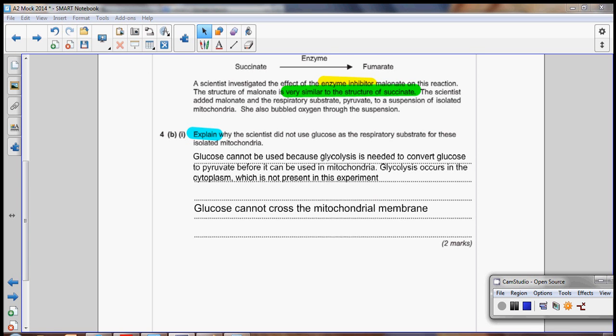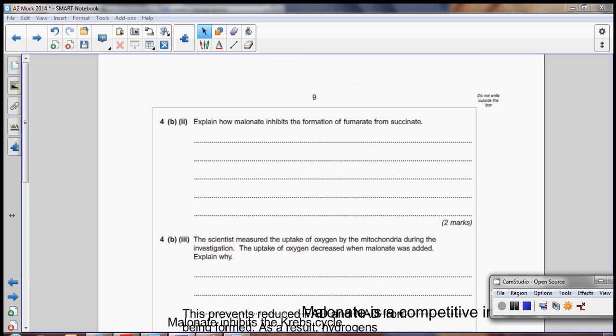So again, this is one of those situations where you need to remember that that's what the examiners are after for this question, and if a similar question comes up again, you need to explain that glucose cannot get across the mitochondrial membrane.